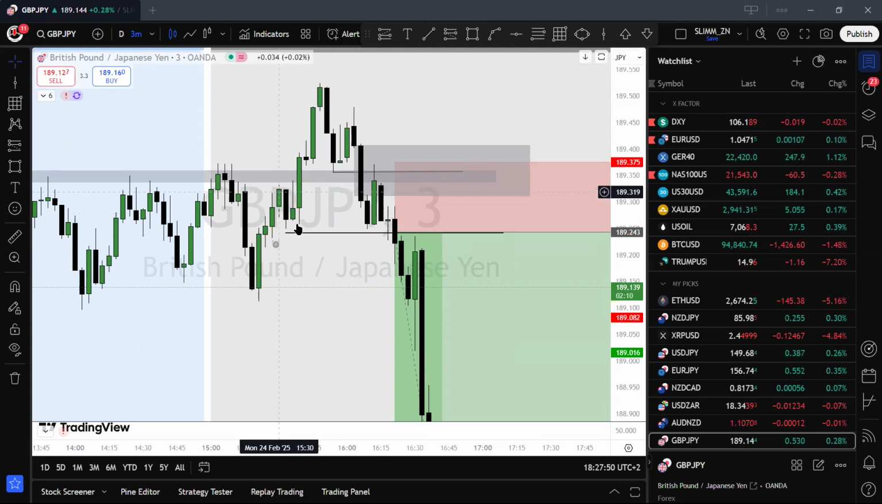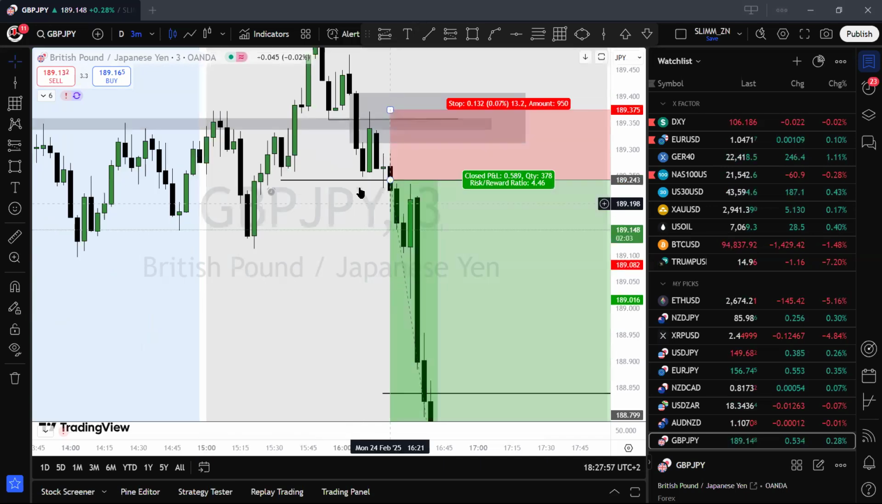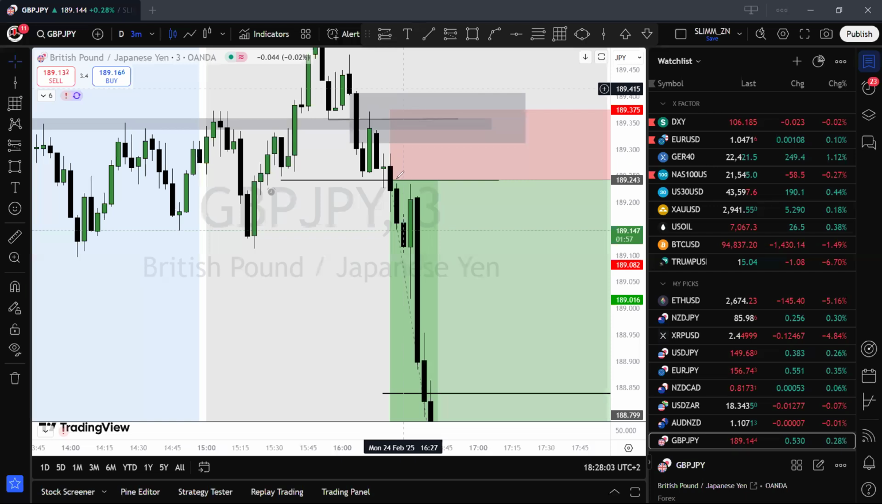So I was waiting for a break of this order block just to confirm my directional bias. Price gave me the alert. I came in, started actively looking, and saw this candle start to turn black, or bearish. I decided to take my sell in this area.